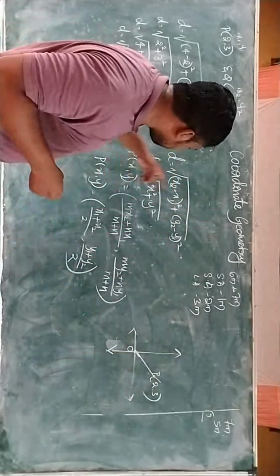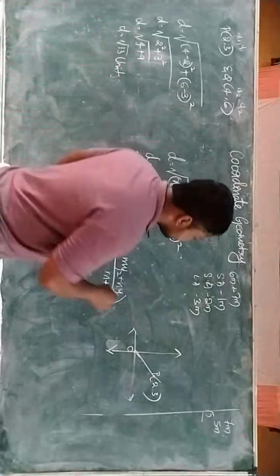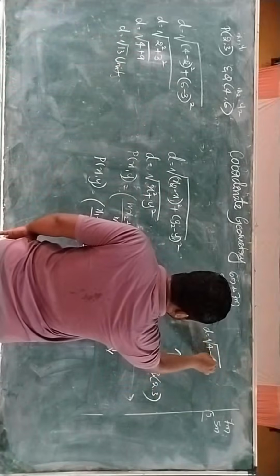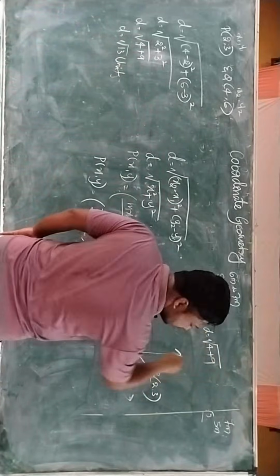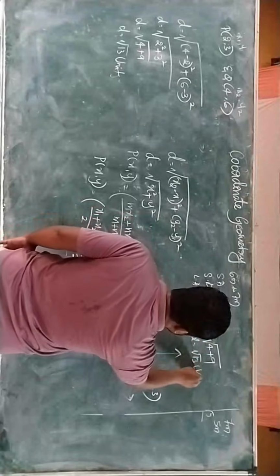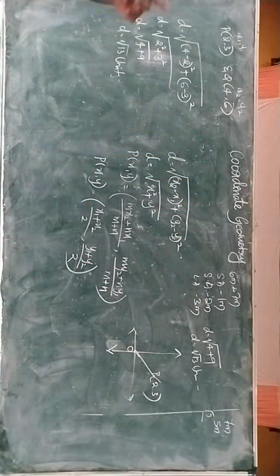How to calculate? Use this formula. D is equal to under root x square plus y square. So D is equal to under root x square, which means 2 square is 4 and 3 square is 9. So D is equal to under root 9 plus 4, under root 13 units. Understood? Any doubts here?